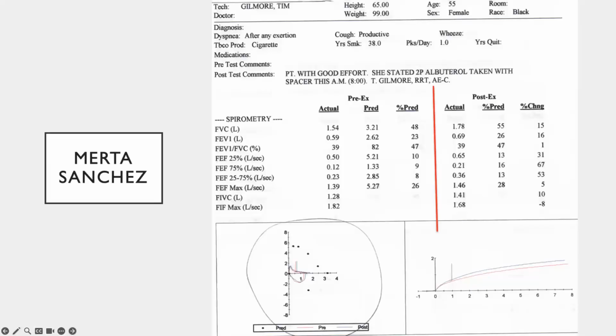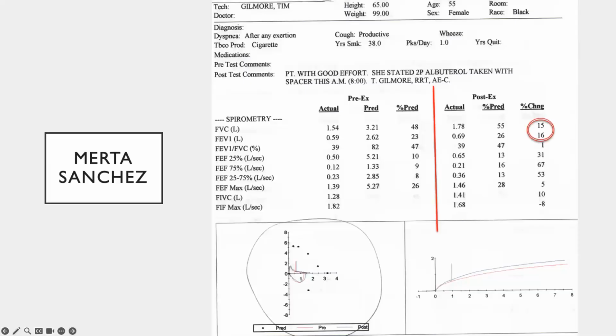And you can see her flow volume loop. This is the outline of the predicted dots, very small for what it should be. She's putting out a decrease in flows. And it looks like we're taking off the runway here. She's still emptying out when the test ends right at 8 seconds. You only need 6 seconds for ATS criteria.